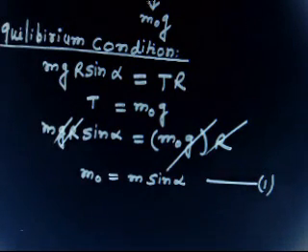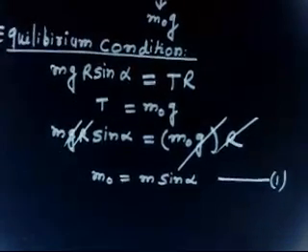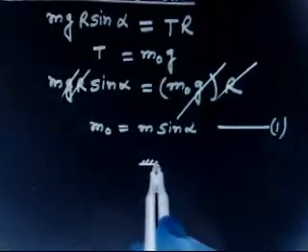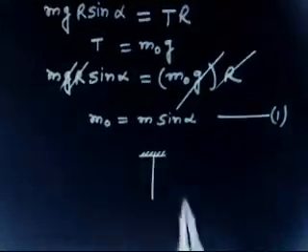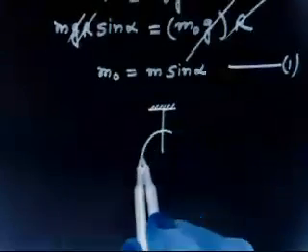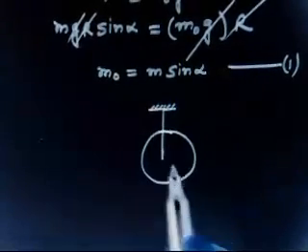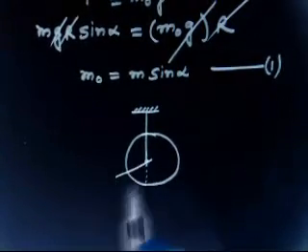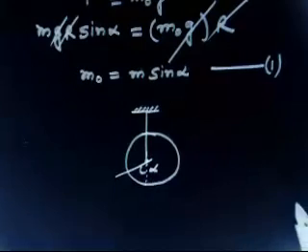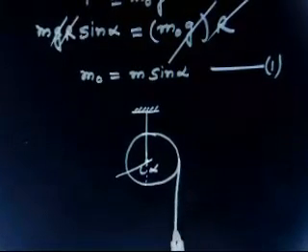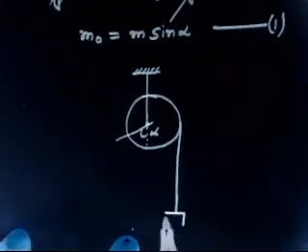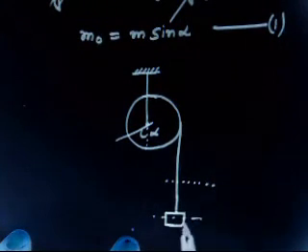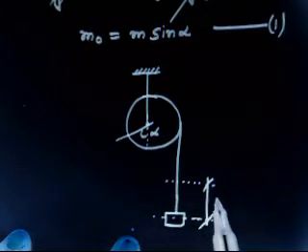Now my target is, if I displace the m naught by distance x, what will be the resulting forces that will act, to find out the equation. So let us say initially this was making an angle alpha. Now what we have done is, I have displaced this mass by distance x downward. So initially it was here, now it is here, and this is displaced by distance x.